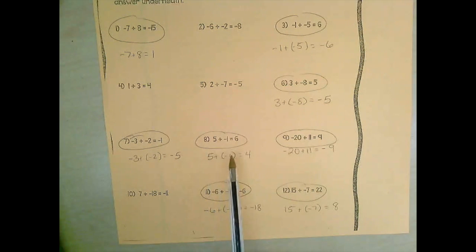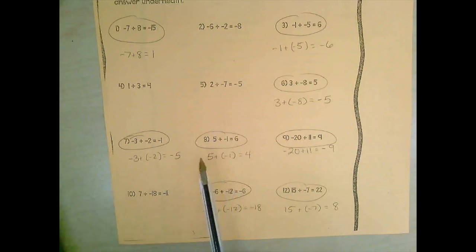This way I can see that I clearly have different signs, so my rule tells me I would need to subtract and keep the sign of the bigger number. So 5 minus 1 is 4, and there are more positives than negatives, so my answer has to be positive.